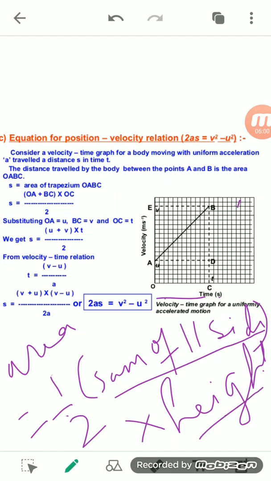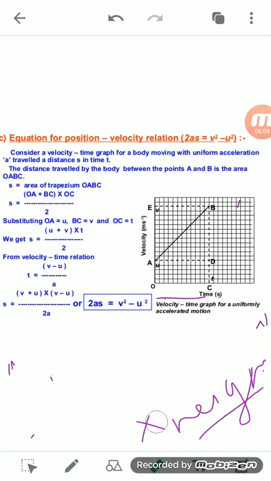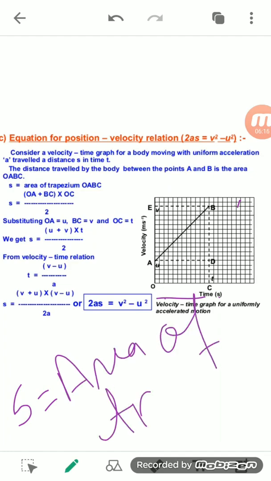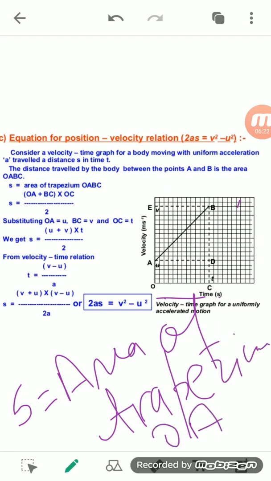Now see here, we have to find the distance traveled by the body, and we can calculate that with the area of this trapezium, that is OABC. So S is equal to the area of the trapezium, and that is OABC.